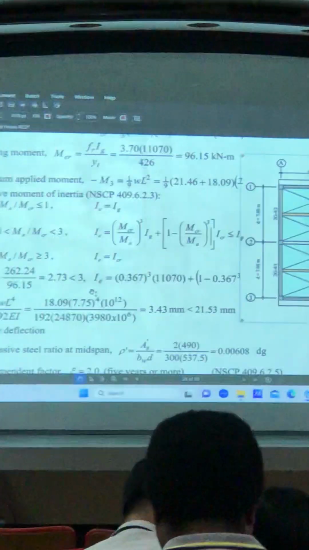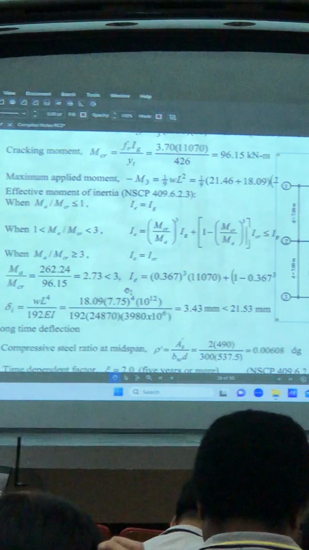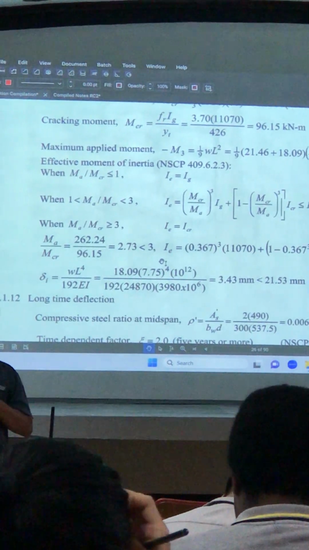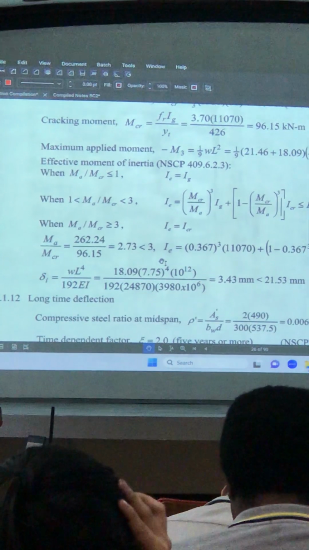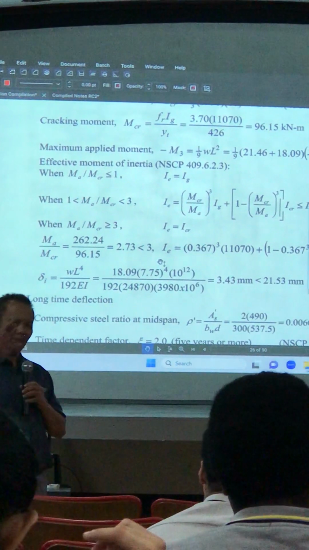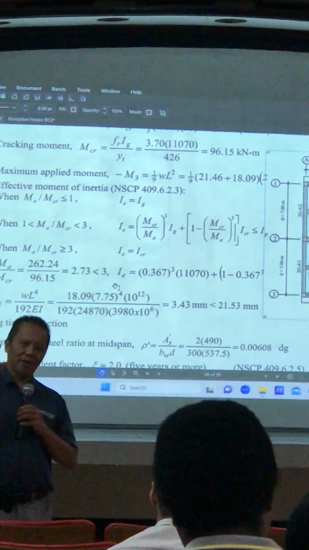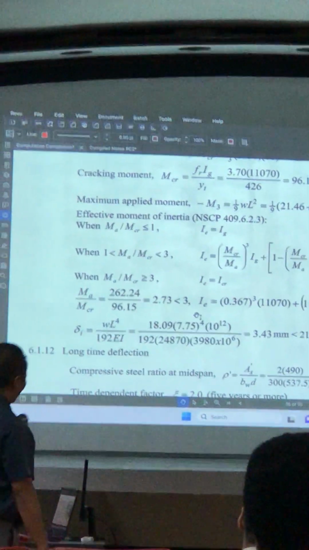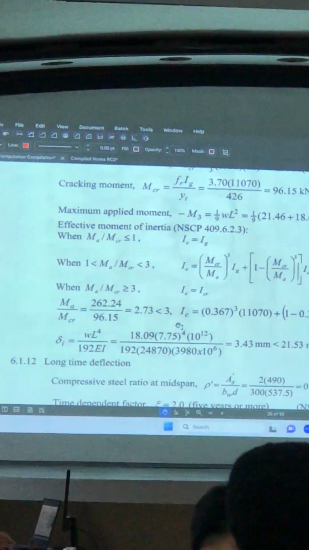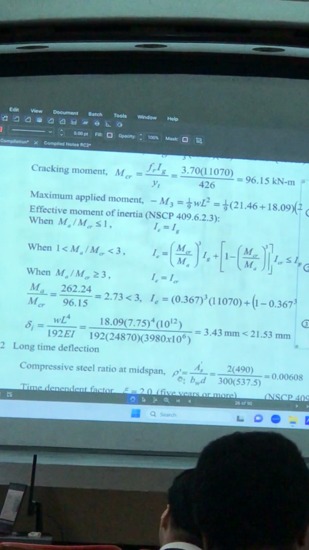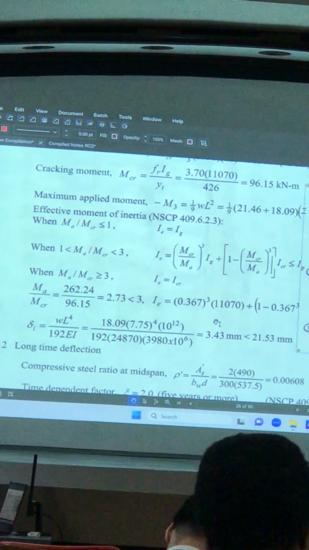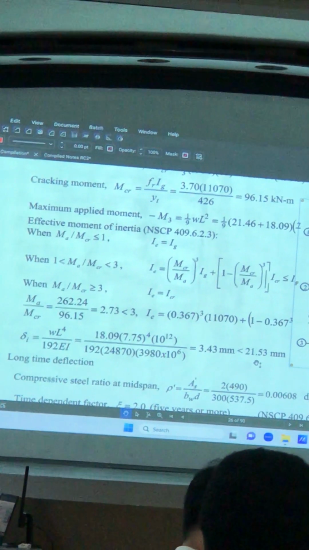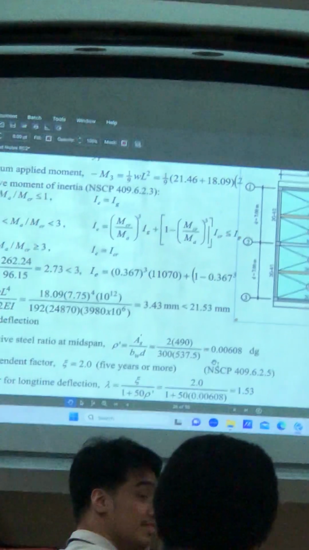Convert kilonewton to newton, that is 10 to the 3. Convert meter cube to millimeter cube, that is (10 to the 3) raised to the 3. So 10 to the 9 times 10 to the 3, you get 10 to the 12. This is the conversion factor to express the deflection in millimeters. So we have here 3.43 millimeters, and the allowable is 21.53. So we are within the allowable limit.